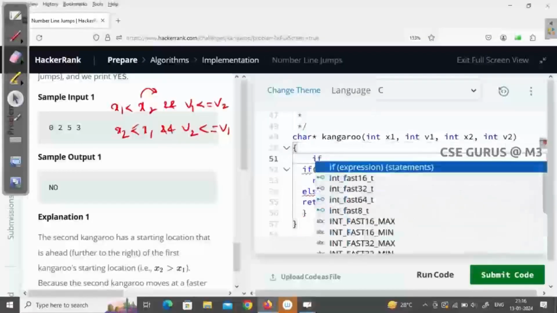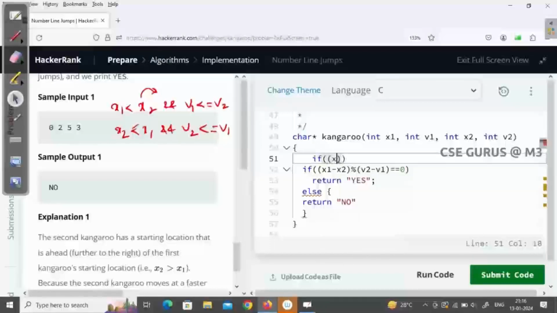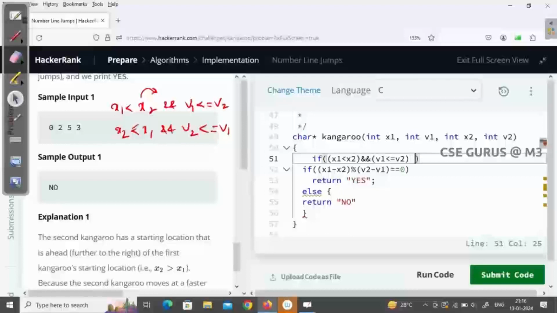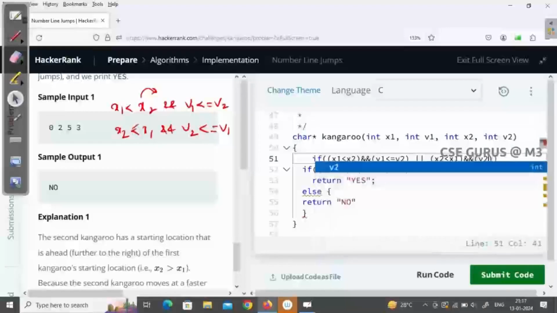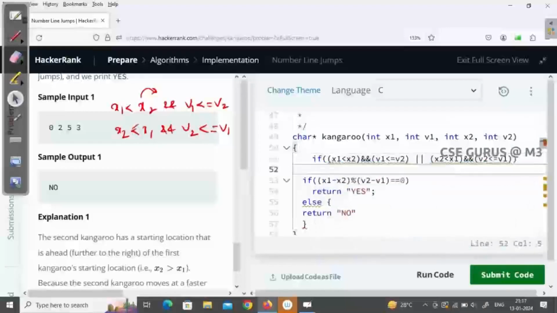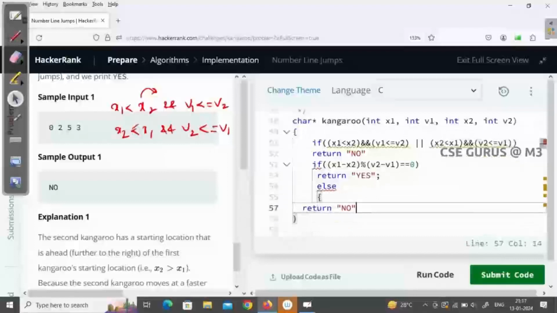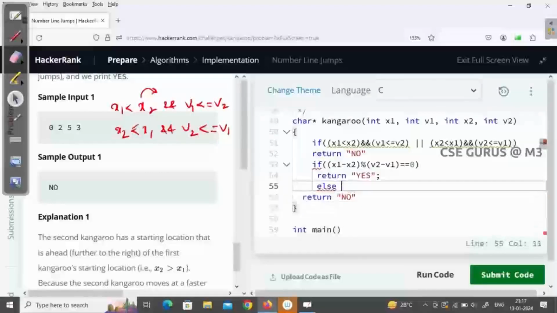The first condition is x1 less than x2 and v1 less than or equals to v2. Or the second one, x2 less than x1 and v2 less than or equals to v1. You have to return no like this. Anyway, braces are optional here, only one statement inside else.